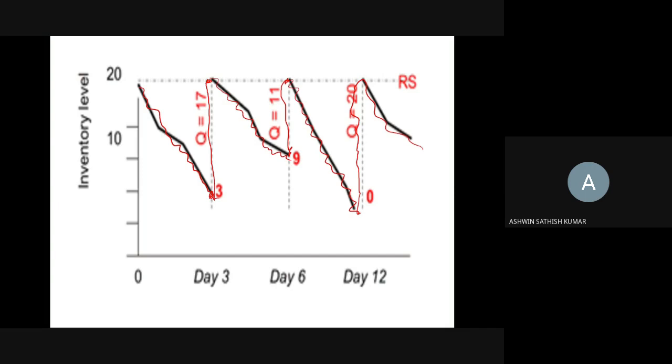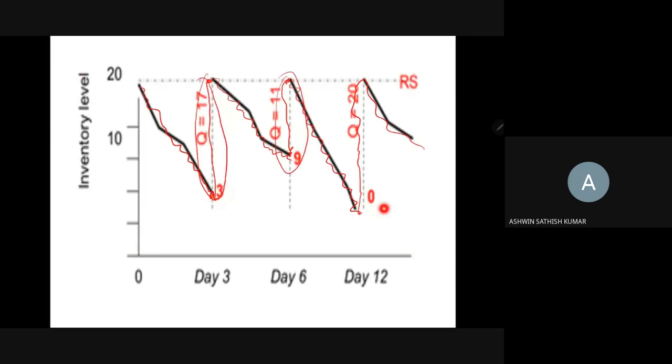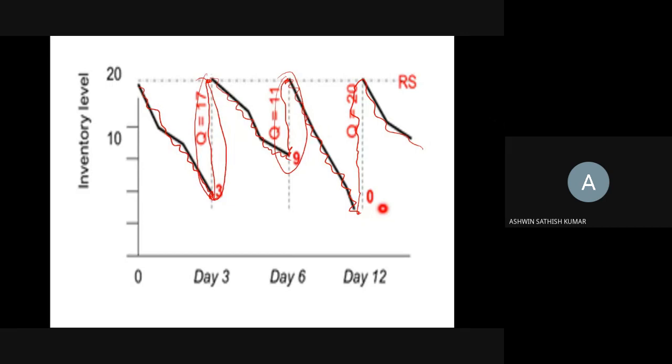So how much item we should procure? Now that is the question. Because demand is unpredictable in nature, how much item we should procure to fulfill the demand, you cannot judge. So that we will study in this chapter.